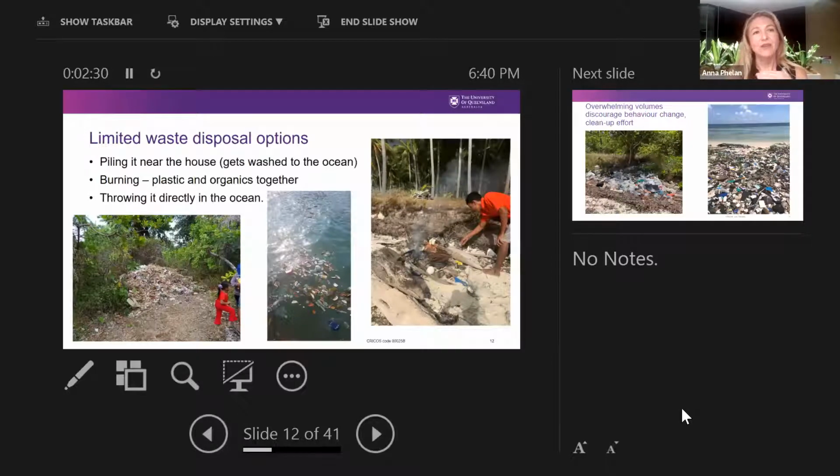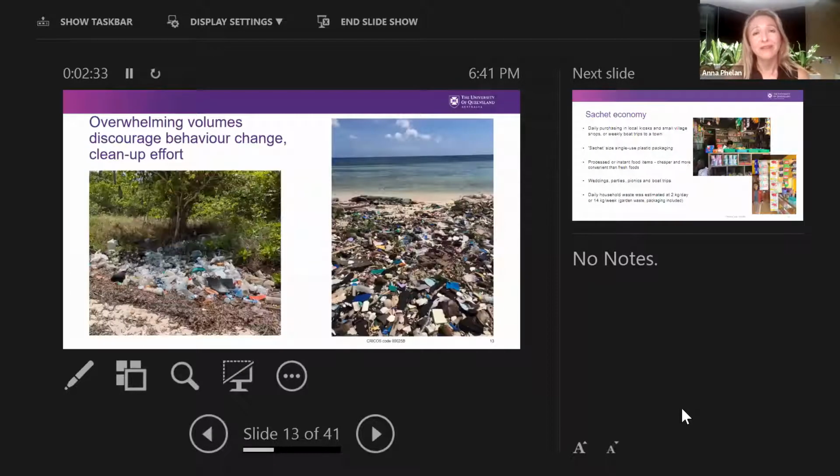And there are, of course, overwhelming volumes coming in on the currents through what is understood as seasonal monsoons. So these transboundary plastic flows really complicate the issues for the communities. All of these photos are from the study, so they're all completely from the field.